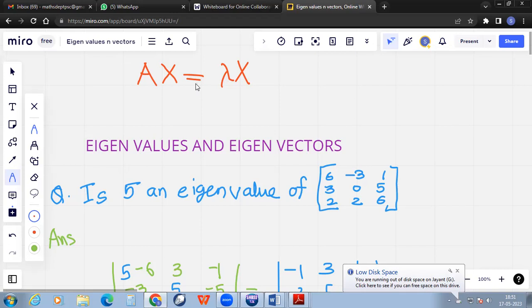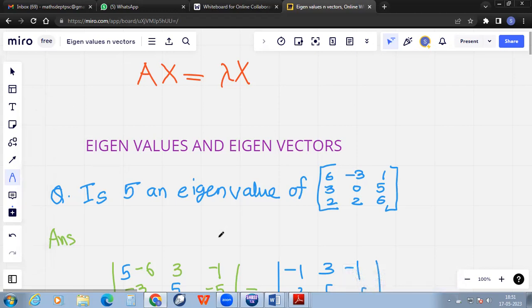If X happens to be 0, then obviously left side is 0, right side is 0, they will match. But without having X 0, when we are having A into X the same as lambda into X, this lambda is an eigenvalue and X is an eigenvector of the matrix A. So let us solve a few examples based on this.